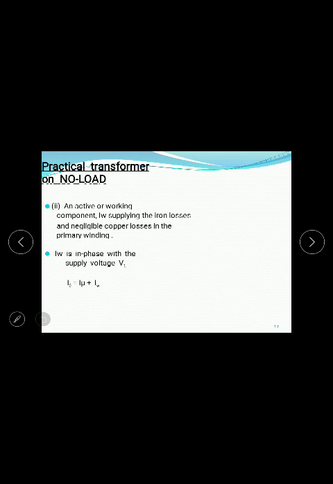Here, the net current is divided into two components. One is I mu and another one is Iw. I0 is equal to I mu plus Iw. See here, this is I0, Iw, I mu.